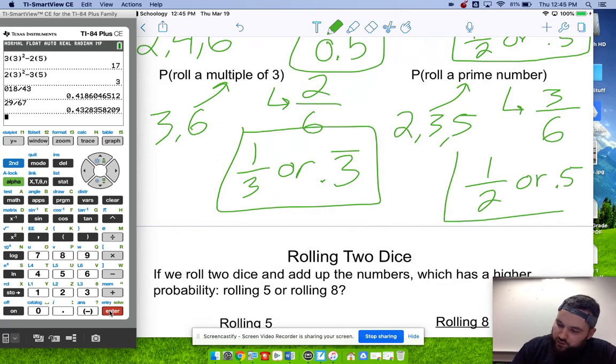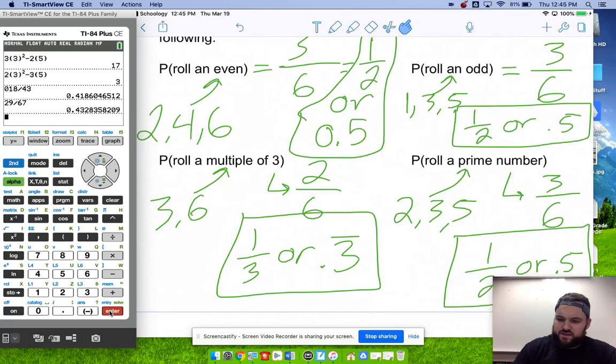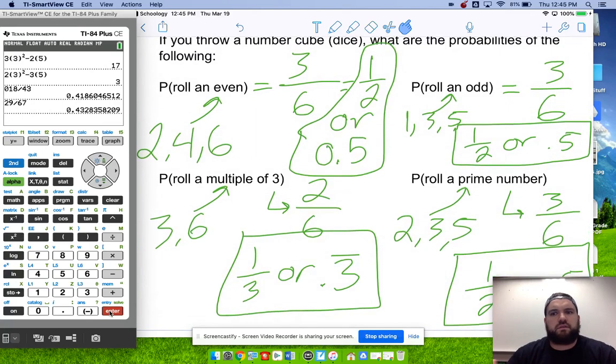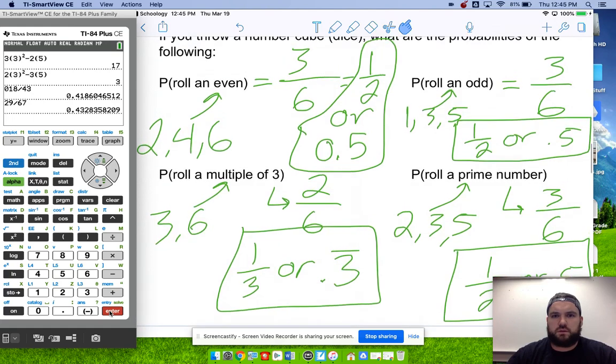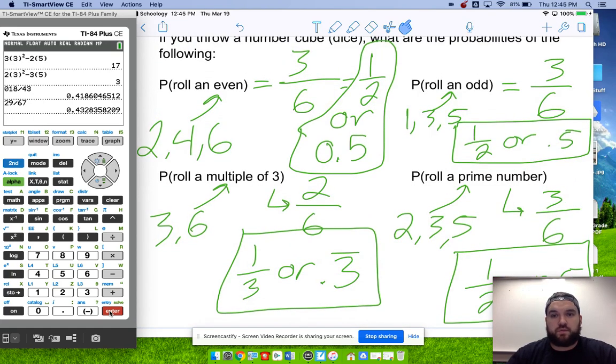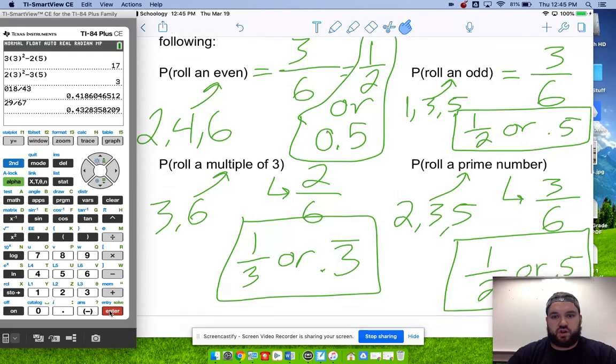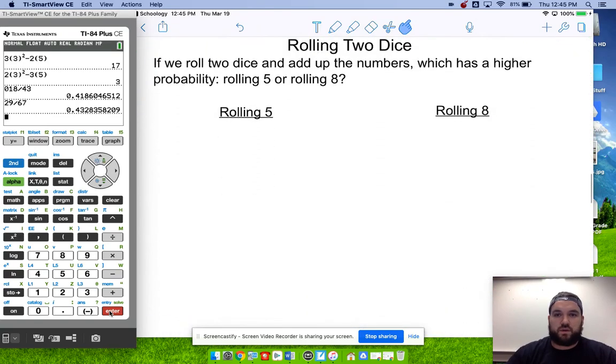Okay. Now, not super exciting because all these were out of 6, and 3 of the 4 problems we just did were 50% chance. So let's instead look at what's the probability of rolling a 5 if you roll 2 dice. Okay. So if you roll 2 dice, what's the probability that the 2 numbers add up to 5, and what's the probability that the 2 numbers add up to 8?